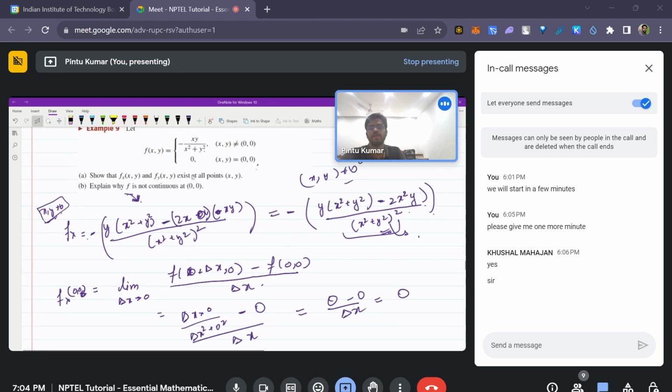So f of x is defined even at 0 comma 0, and for other values we have already found it out. Similarly, you can attempt finding f of y, and if you are able to find it, then this proves that this thing exists for all points x and y.